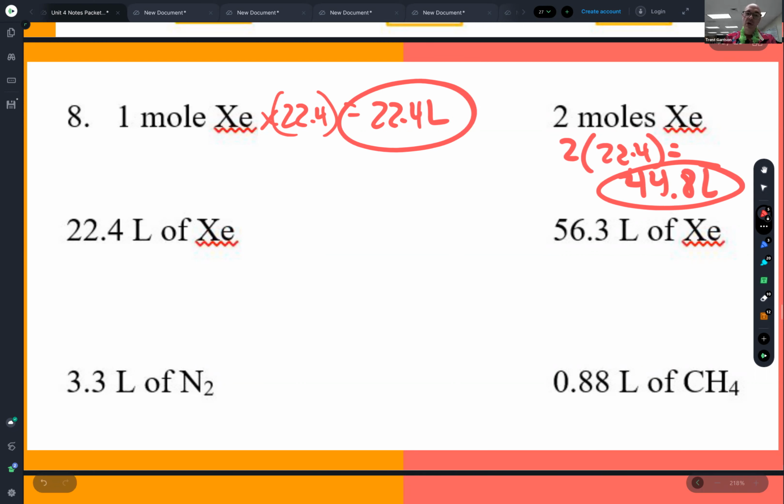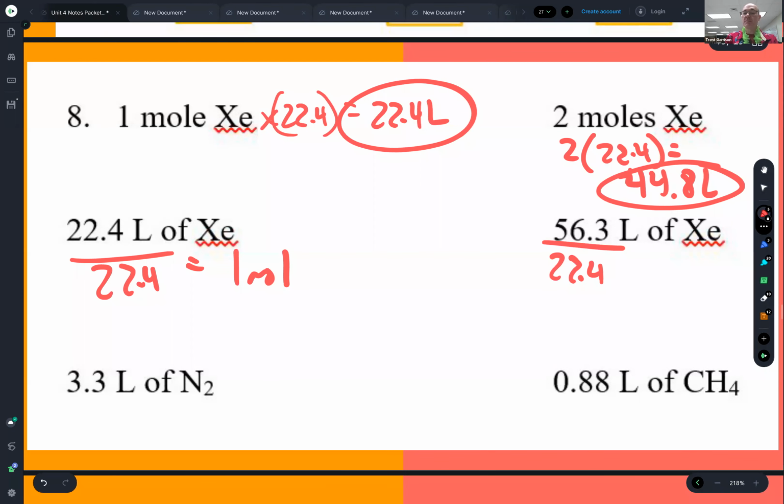Let's go in reverse. What if I had 22.4 liters? Well, if I go in reverse, that means I want to divide. So that would mean I have 1 mole. Ooh, well, this one I can't do in my head, but I know the math is just divide by 22.4. And what I get is 2.5 liters. So I'm starting with liters again. Let's divide it by 22.4 and find out how much is 3.3 liters.